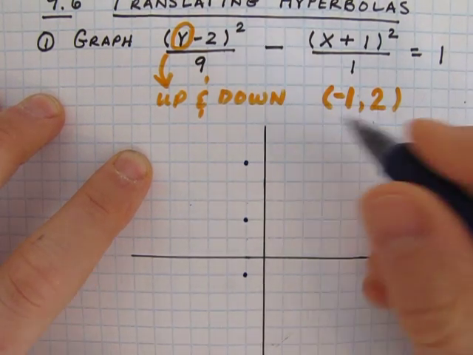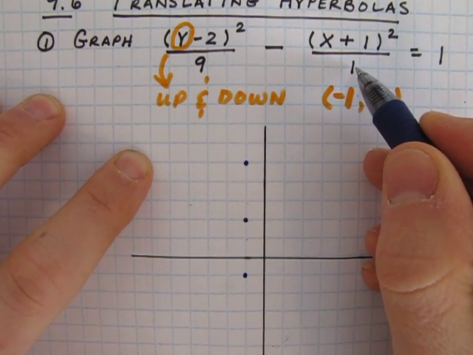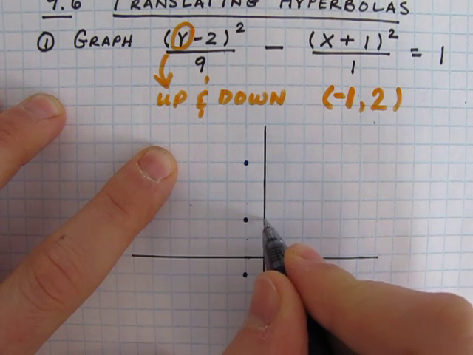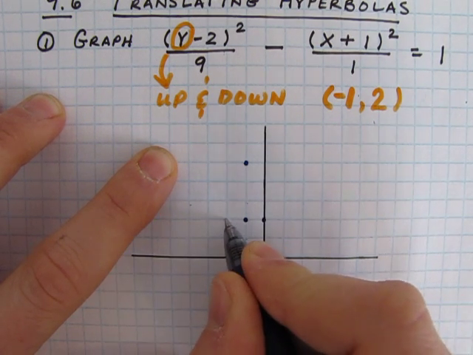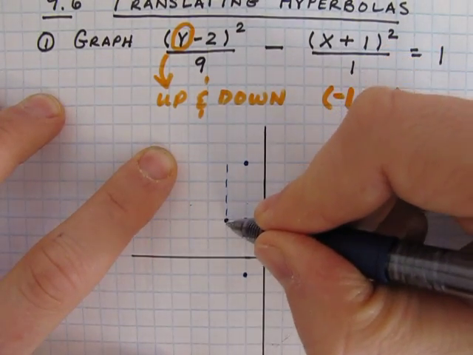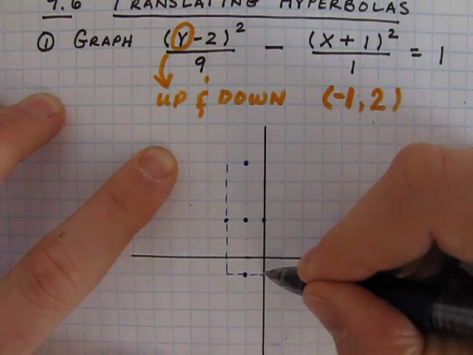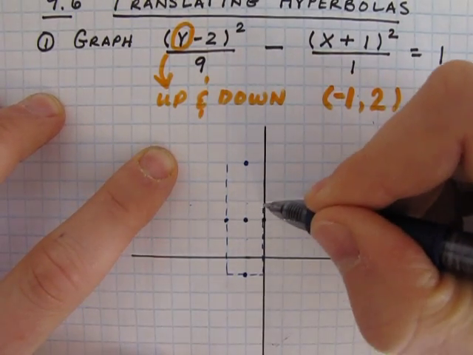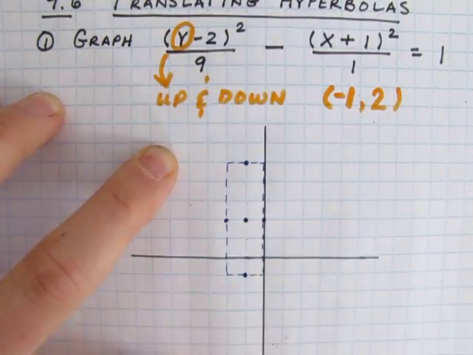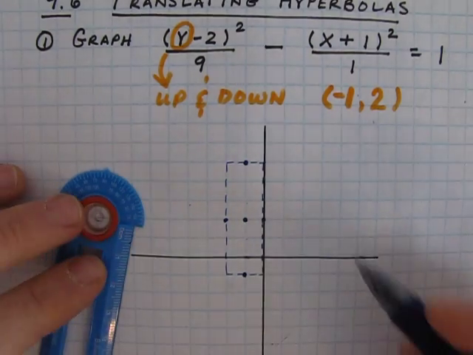In the x direction, the distance squared is 1. So if we take the square root of that, we get 1. We're going to move 1 to the right and 1 to the left. And those 4 points are going to guide our hyperbola. So let's build the box. Now notice that I'm dashing. The reason that I am dashing is because this box is not actually part of the set of solutions.